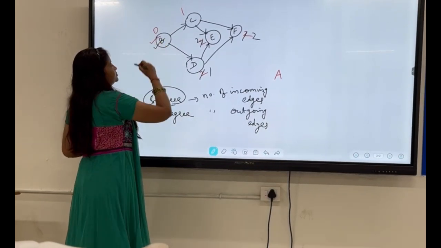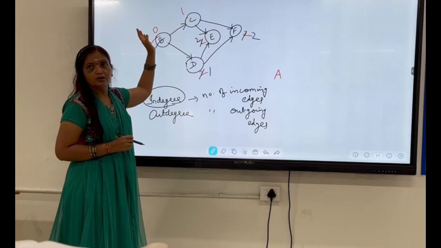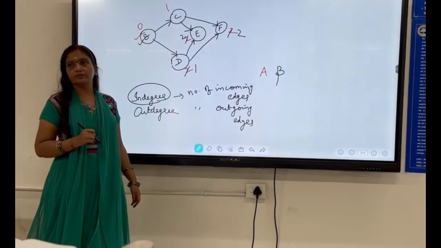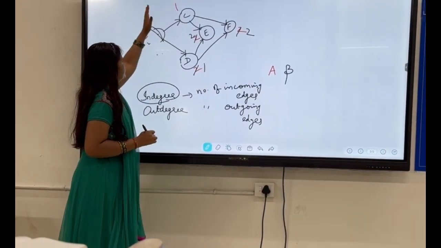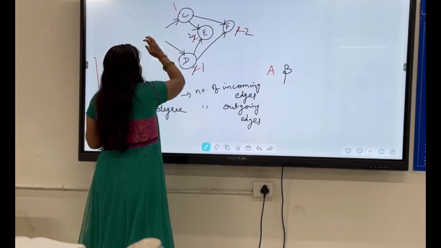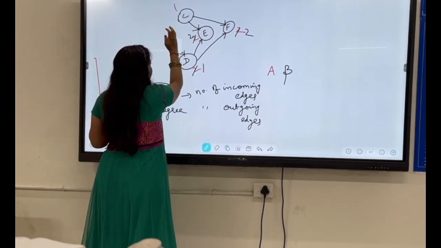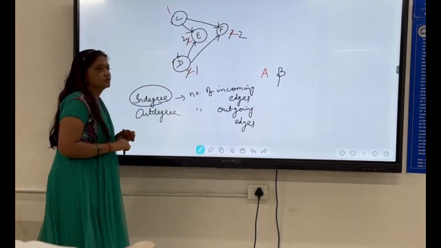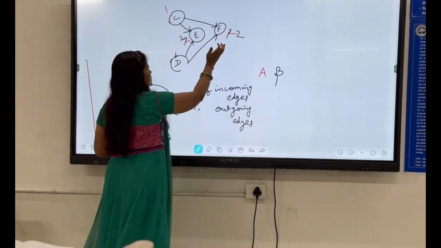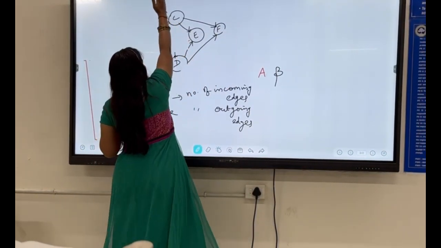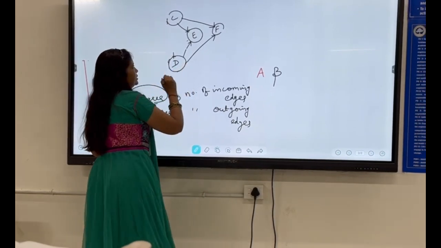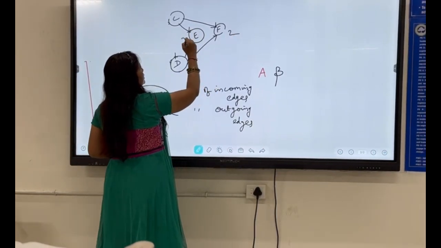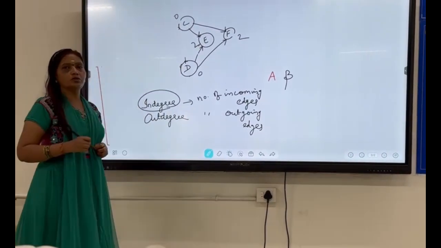So now I have to remove B from the graph. I have to put B in my topological sorting order. So remove B and all its outgoing edges from the graph. Now again update the values of in degree at each and every node. For D it is 0. For F it is 2. For E it is 2. For C it is 0.